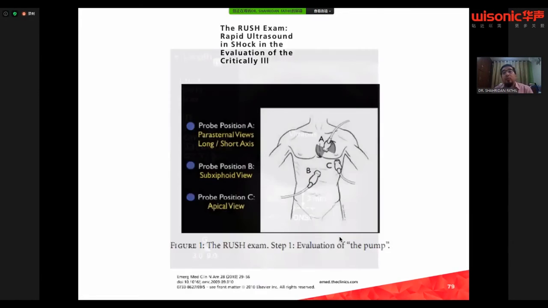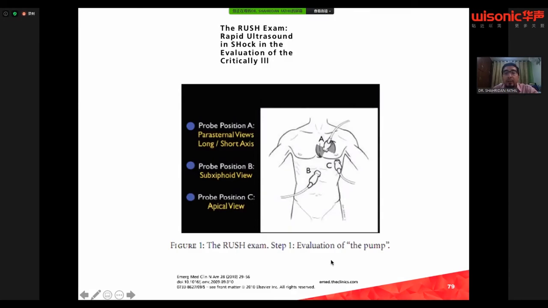Okay, coming to shock protocols. When you are dealing with shock patients, hypotensive patients with, I would say, undifferentiated shock, where you're probably not sure what is going on, you can use ultrasound to help you in reaching a diagnosis, and also not just diagnosis, but also in assisting you in the management of the patient. RUSH is a particular protocol that's been described. It stands for Rapid Ultrasound in Shock in the Evaluation of the Critically Ill. So basically, it's rapid ultrasound in shock.